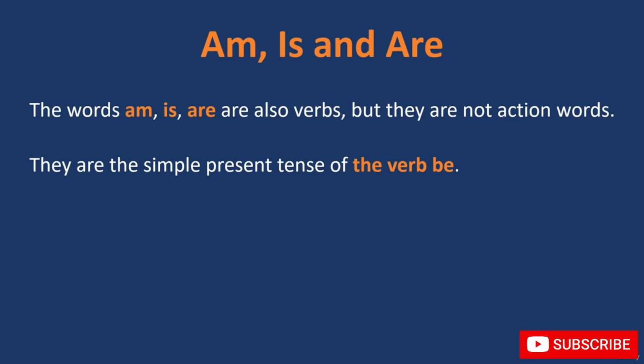They are the simple present tense of the verb be. All of us know the verb to be: am, is, are at present, was and were in the past, and been, this is the past participle.